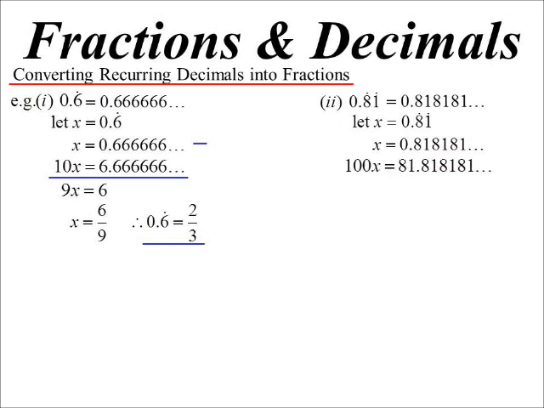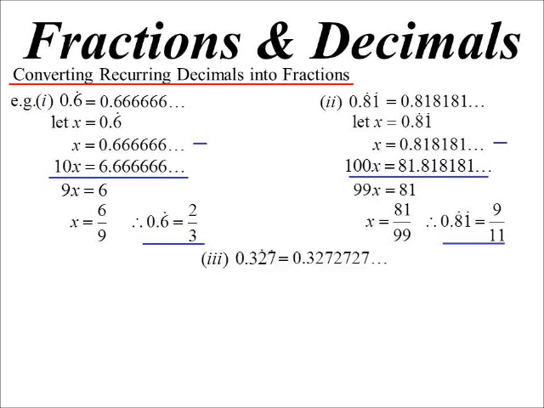But if I multiply by 100 in this case, I'll get the same number behind the decimal point. And so that now will cancel. So 99x is 81. 81 on 99, which again simplifies down. So 9 on 11, 81. Okay. But what happens if not all the numbers are repeating?